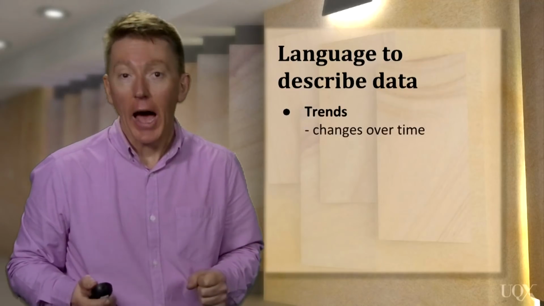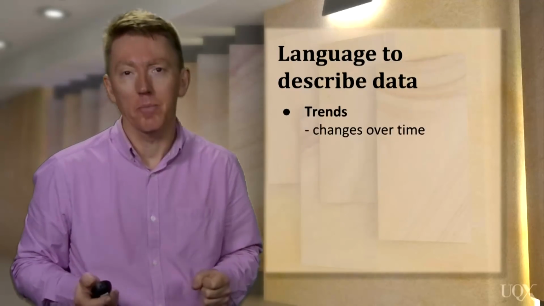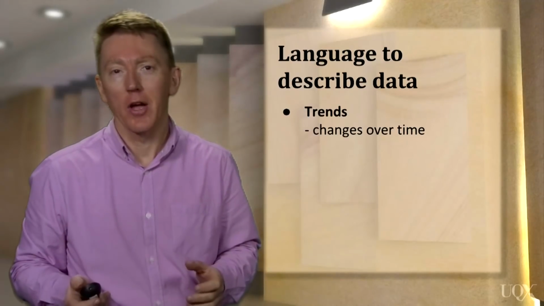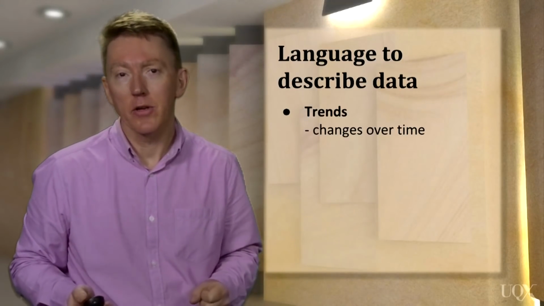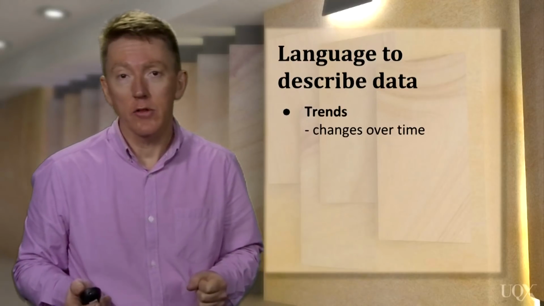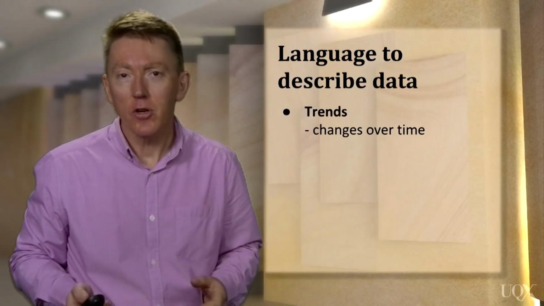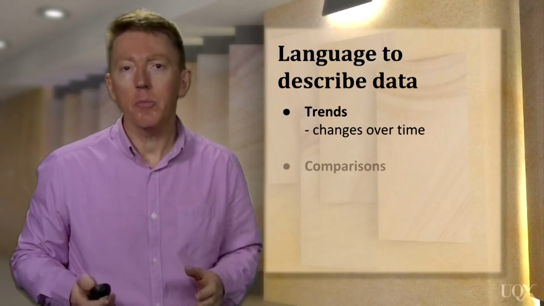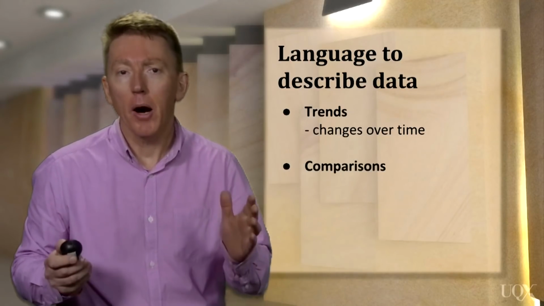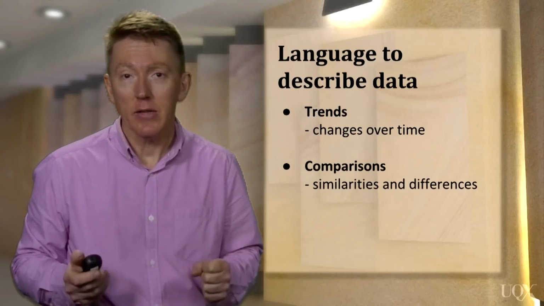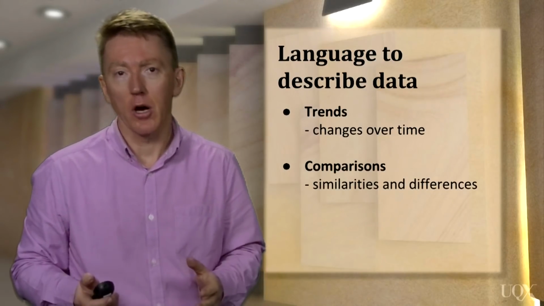So, we've looked at how you might describe trends. That is, how something changes over time. Usually, we'll see this in line graphs, like the one we were looking at. But we could also see trends in charts or even tables. Next, we'll focus on how to make comparisons by describing similarities and differences in something in fixed time.